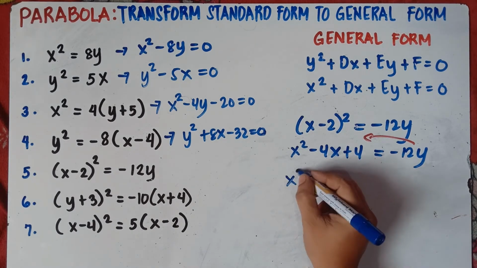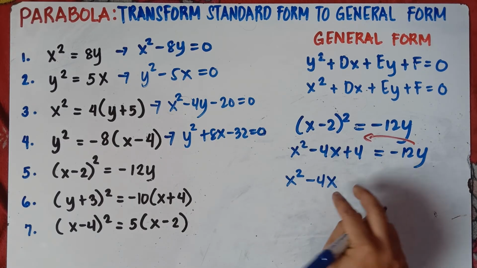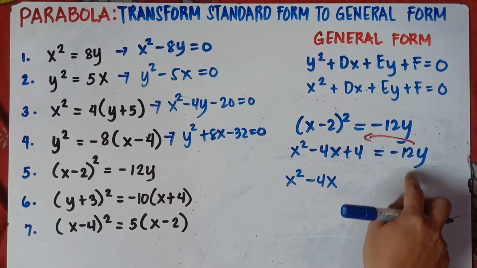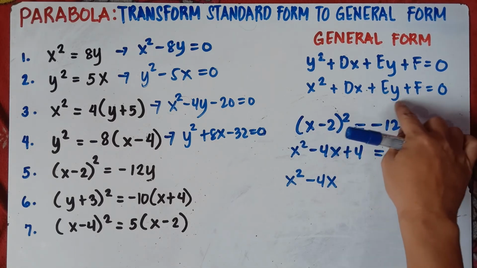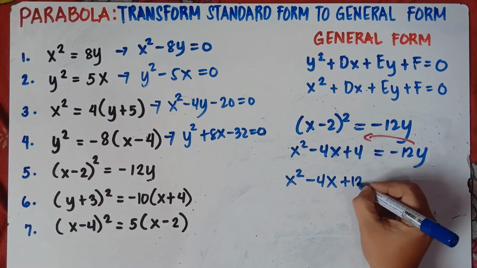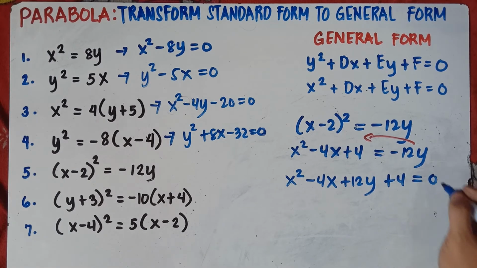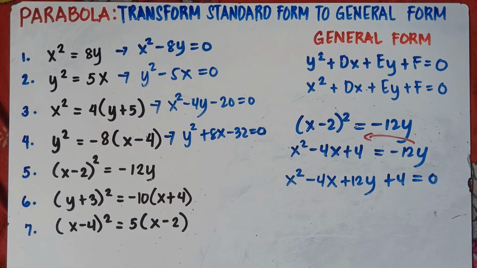So this will be x squared, then minus 4x. Once again, x comes first before y, class. Do not forget, class, in this equation, x comes first before y. So we have negative 12, it will be positive 12y. Then positive 4 equals 0. That's it, class. And then you find the value of D, E, and F.